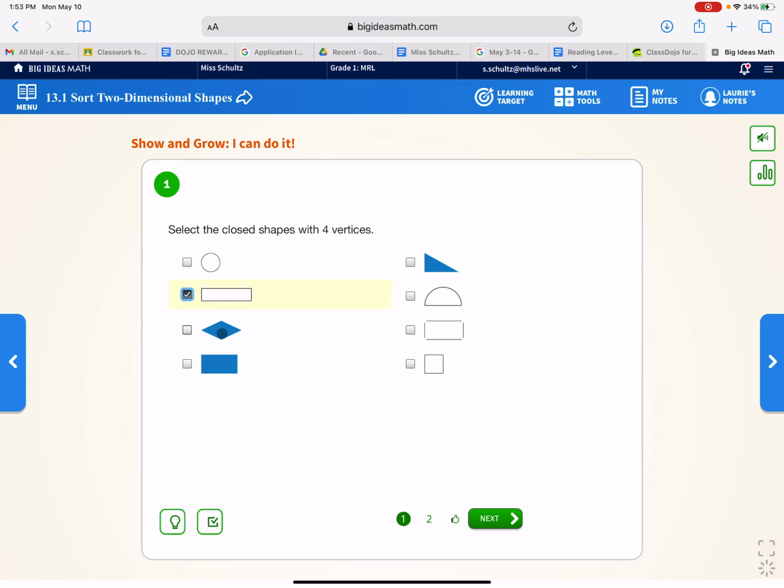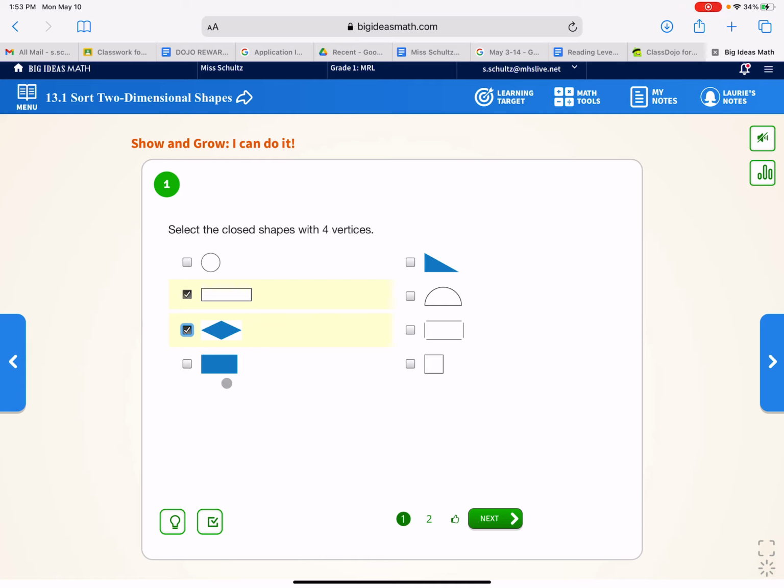And if we go below rectangle, we have the shape of a diamond. And we notice that there's 1, 2, 3, 4 sharp edges. And is there any open areas in this diamond? No. So this meets our criteria. So it's closed and it has 4 sharp edges.